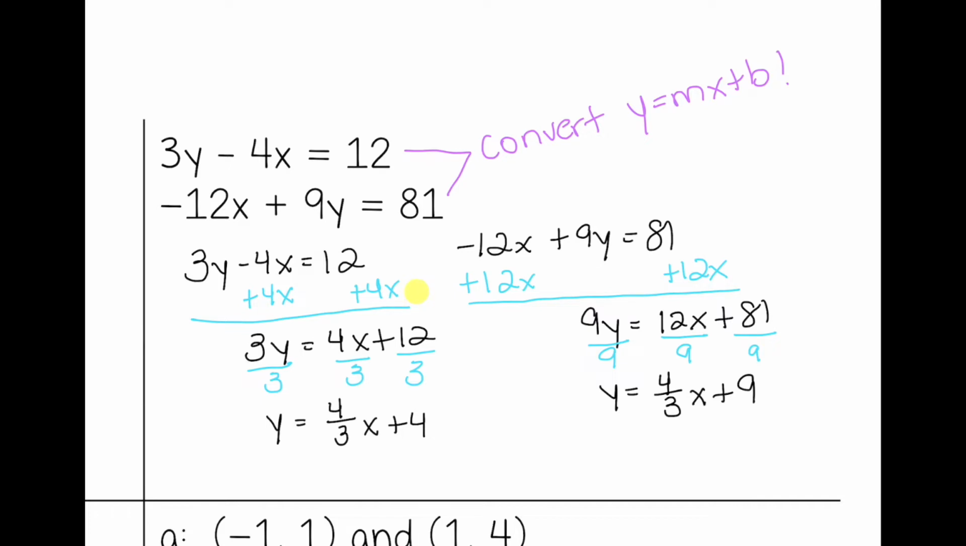So in my second step, I see I have 3y equals 4x plus 12. And now in order to solve for y, I must divide everything by 3. And so I end up with y equals 4/3 x plus 4. And the 4/3 is my slope. In my second equation, I have negative 12x plus 9y equals 81. So I start by adding 12x to both sides, divide everything by 9, and then my equation is y equals 4/3 x plus 9. So because I have 4/3 for the slope in both equations, those lines are parallel.